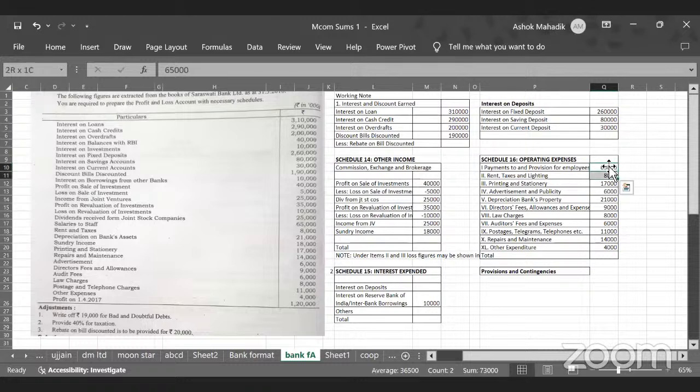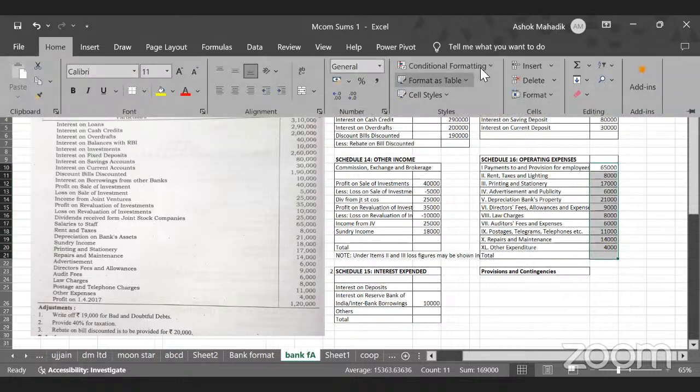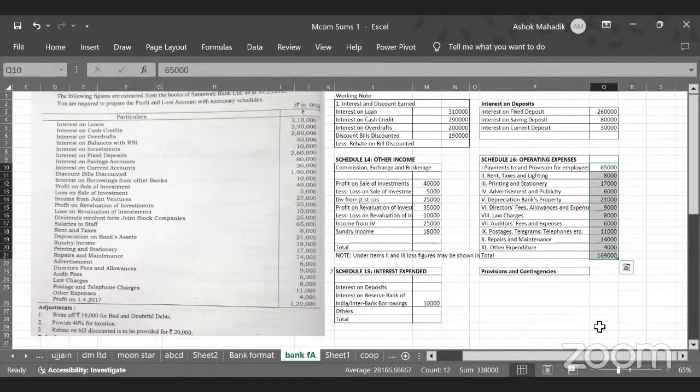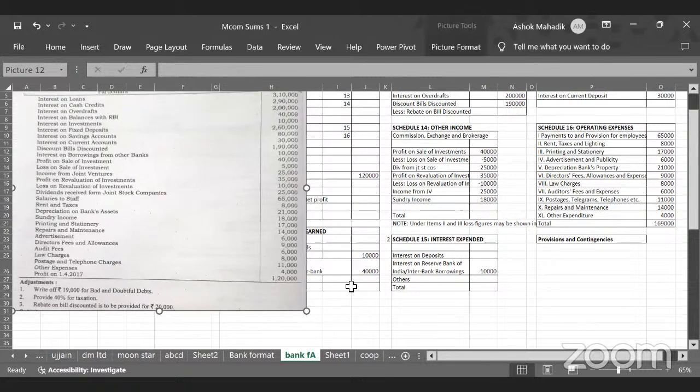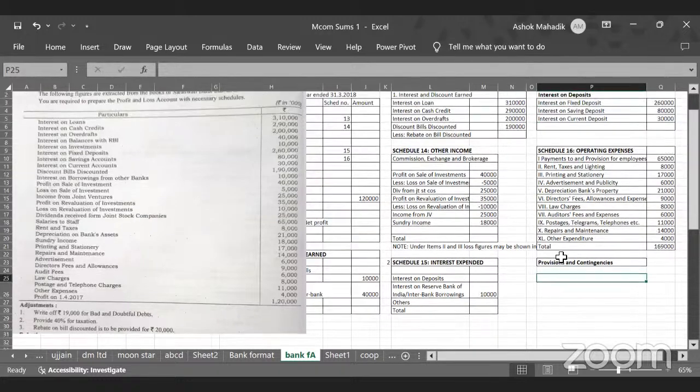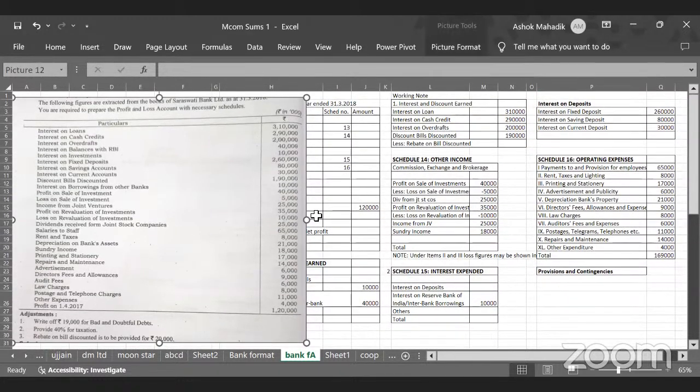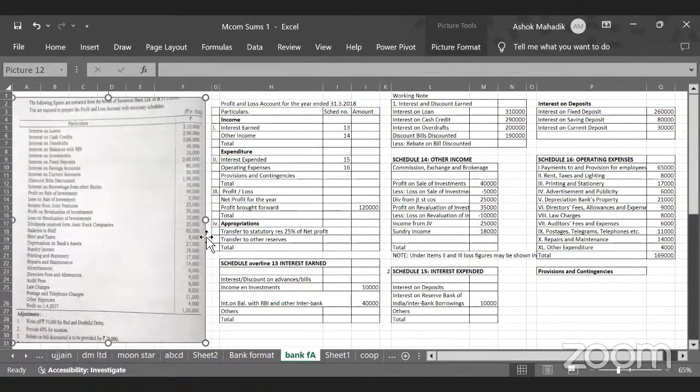So you get the total here. Now adjustments are left. We have to post these adjustments. First one is write off 19,000 for bad and doubtful debts. I told you that first we have to find out net income. So how to find net income? You have seen the income statement, the P&L account, right? This is your P&L account.